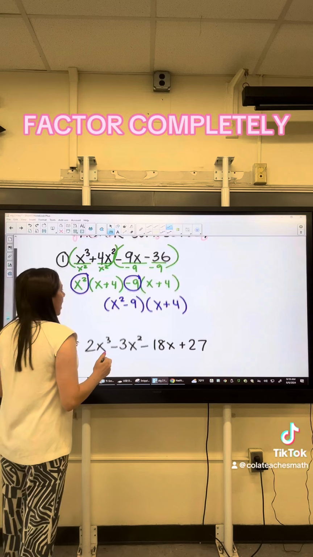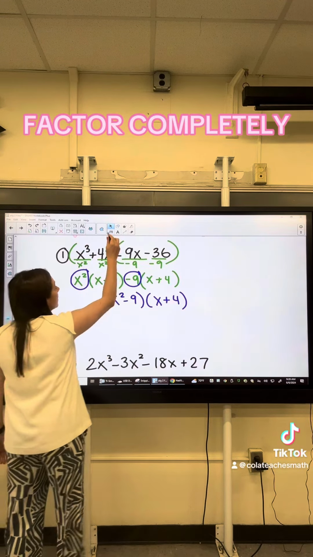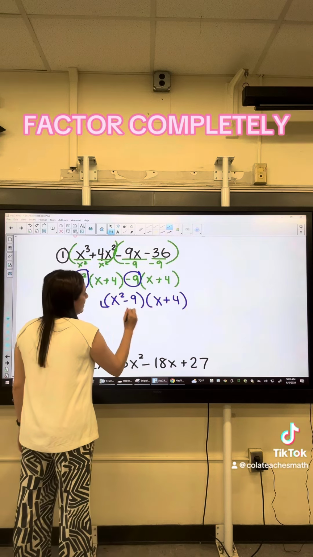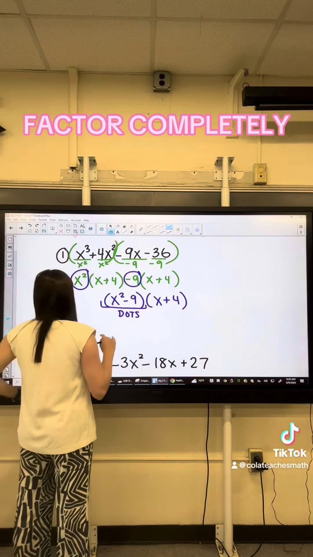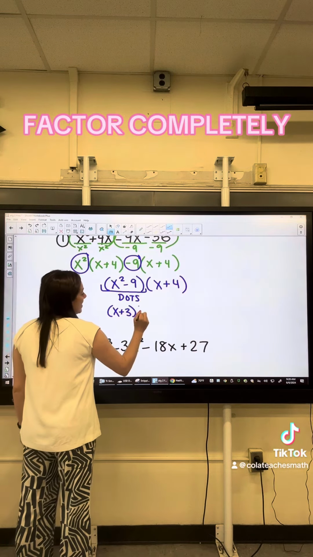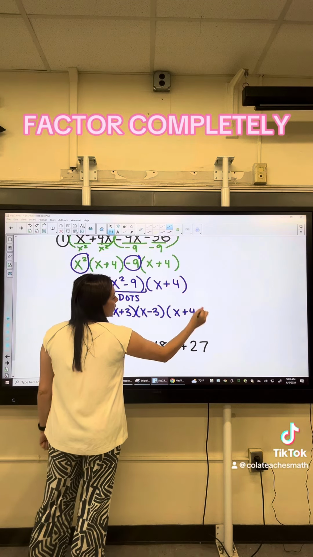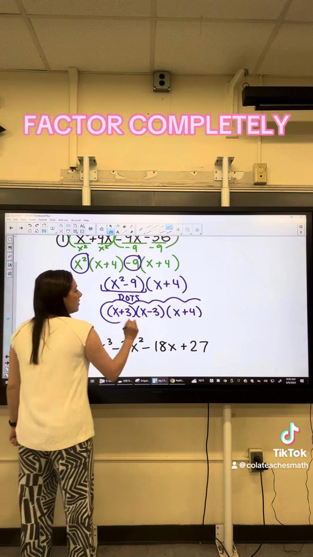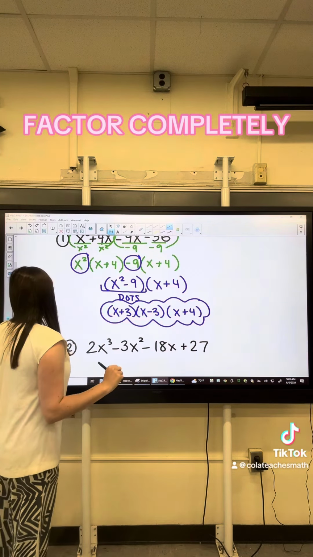You're now going to check if any of these bubbles can be factored further. Well, this one can right here. This can be factored with dots because it's two terms, a subtraction sign, and a perfect square. So this is going to become x plus 3, x minus 3, and then the x plus 4 is going to stay. Okay? So factor completely really utilizes factoring by grouping.